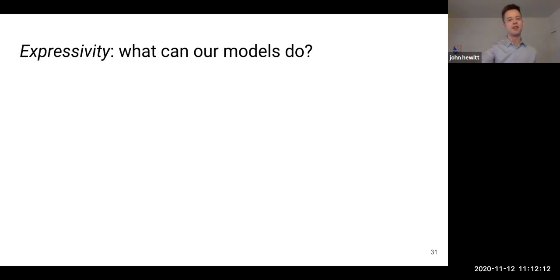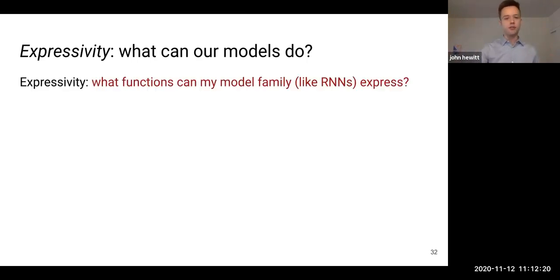Excellent. So today's talk is going to be primarily concerned with expressivity, which is what can our models do? What can a function do? What can a class of functions do? So you have a model family like recurrent neural networks, which for the time being, I'll leave not formally defined, so what can recurrent neural networks do?